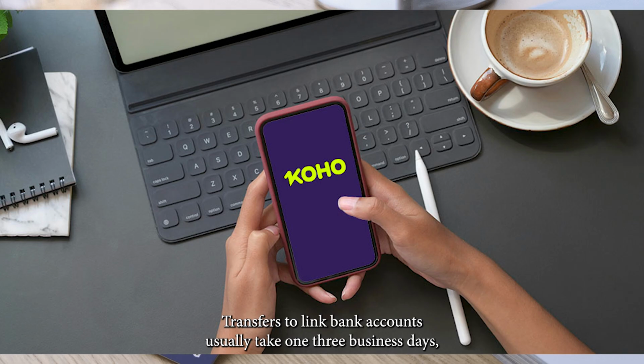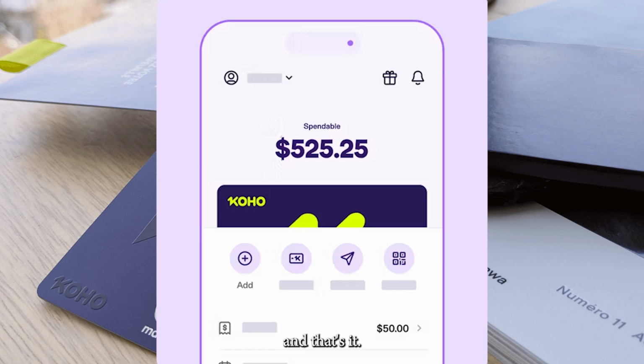Transfers to linked bank accounts usually take 1-3 business days, but KOHO's instant transfer option can move it within minutes. Just note there may be a small fee. And that's it. Your funds will land in your bank, ready to use.